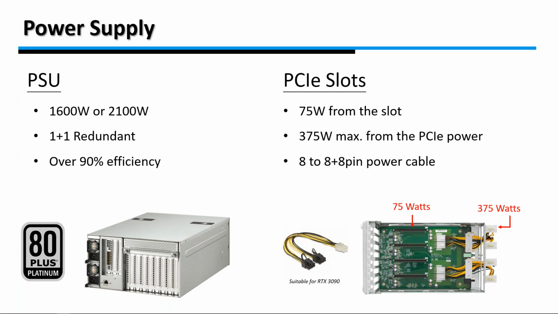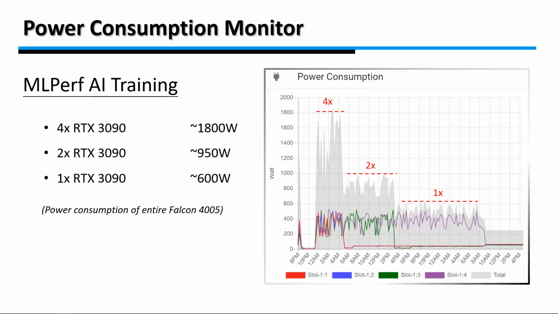The system power supply is a 1+1 redundant design using 1,600 watt or 2,100 watt power supplies. The redundant power supply increases the GPU availability. We monitor the power consumption of the RTX 3090 GPU as one of the indicators of GPU efficiency.